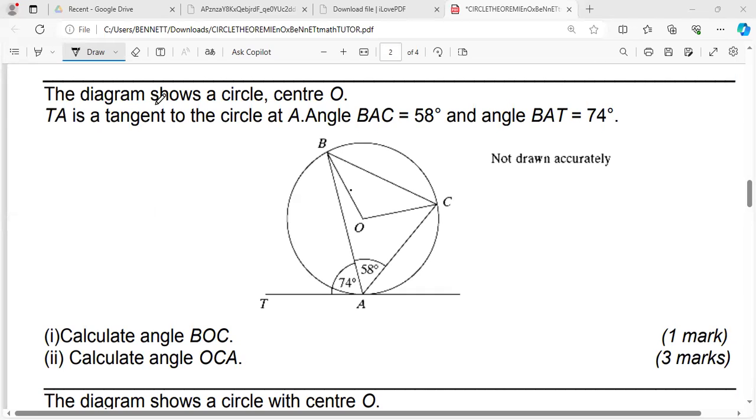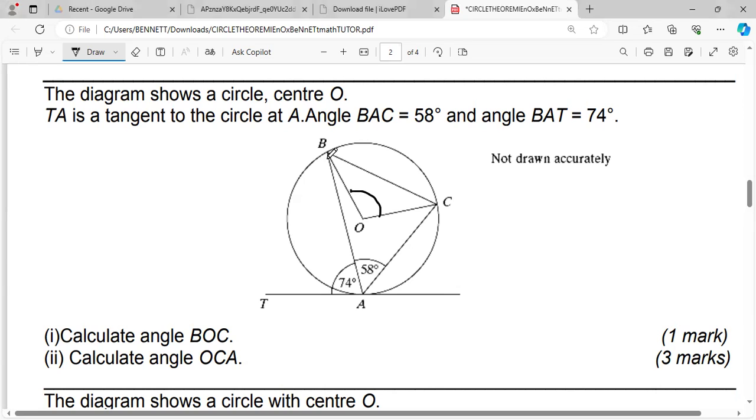Alright, so it says the diagram shows a circle, center O. TA is a tangent to the circle at A. Angle BAC, which is this angle, is 58, and BAT, which is this angle over here, is 74. And we have to calculate BOC. So I want to calculate this angle right here. So they want this angle here.